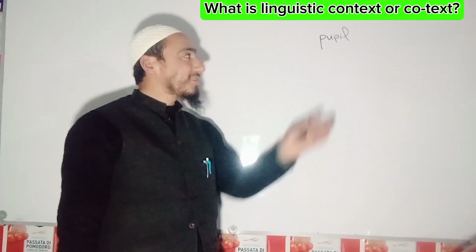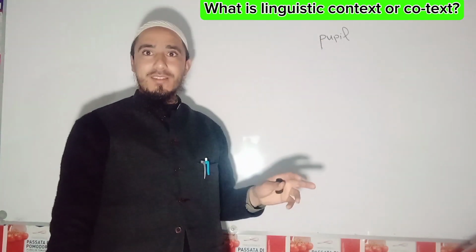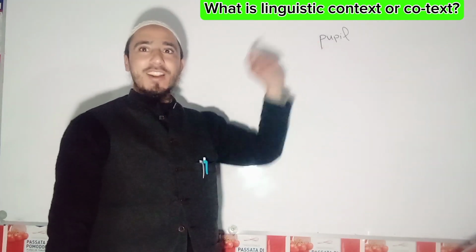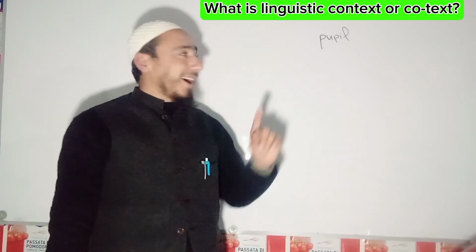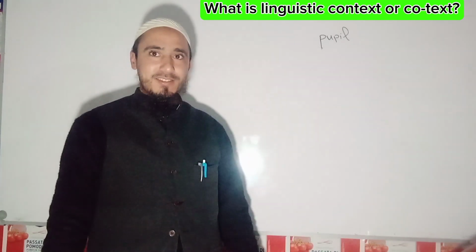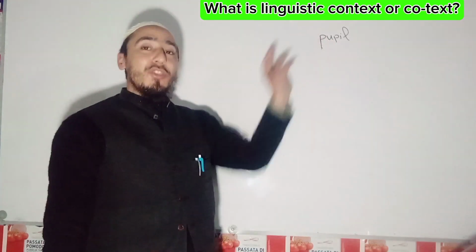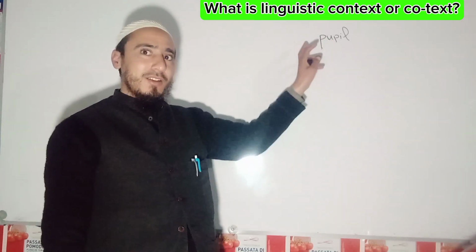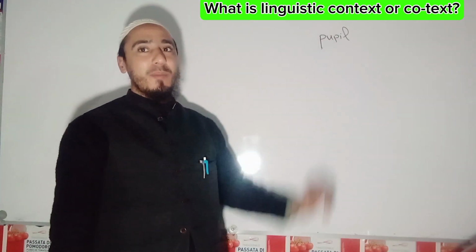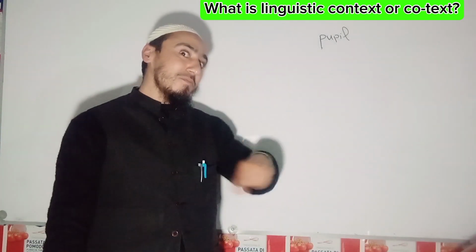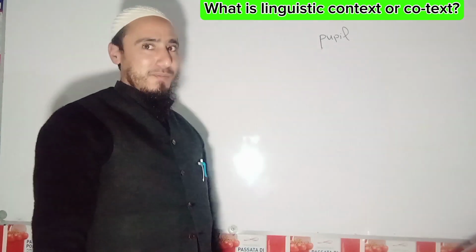Now the question arises: which meaning will the writer or the listener take from this, that either it refers to a student or it refers to the part of the eye? The answer to this question is linguistic context. If in the same phrase or in the same sentence there is another word, that other word surrounds the intended meaning of the pupil, and tells what meaning would be derived from that pupil.